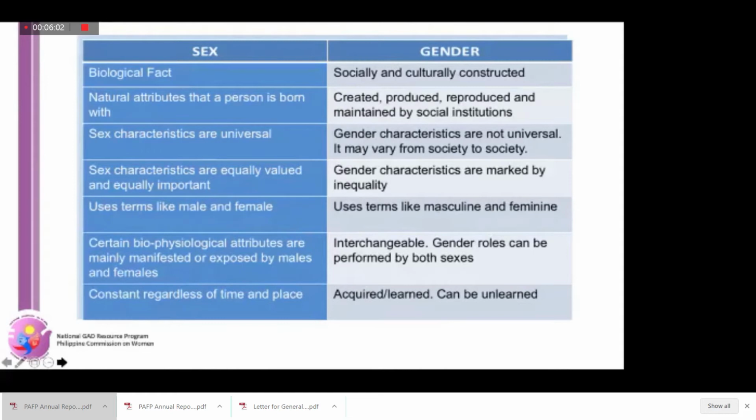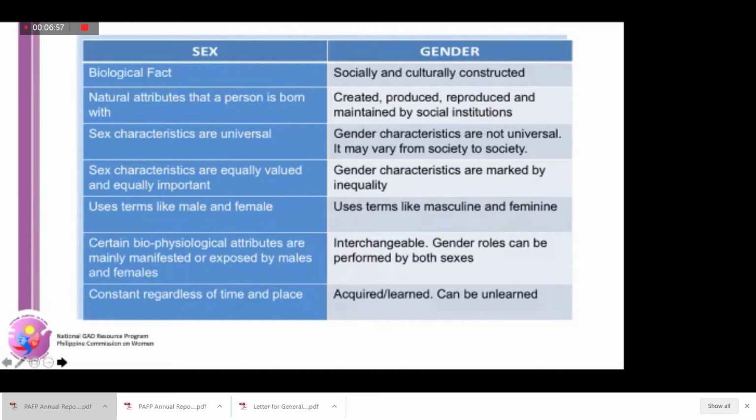Sex talks about certain biophysiological attributes, like the primary sex characteristics, secondary sex characteristics, and sex roles, which are permanent, whereas gender is interchangeable. Traditional gender roles that existed before might not exist right now. Gender roles can be performed by both sexes. Sex generally is constant regardless of time and place. However, gender is acquired or learned and can also be unlearned. So basically, as physicians, when we talk about, for example, a given patient who would like to become aware of the sex of the baby inside the tummy of your pregnant patient, mali po yung gender reveal.